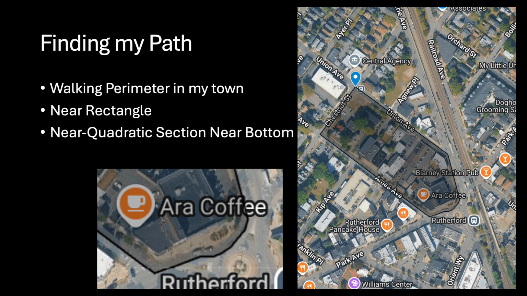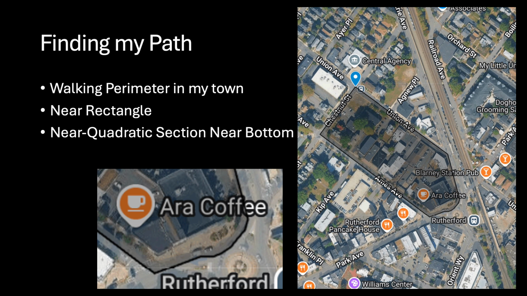The first of which, I had to identify what area of my town I would use for my path, which eventually I found. Then, using the Draw a Line tool on Google Maps, I was able to trace out the path that I used to walk in my town, which ends up being a polygon.